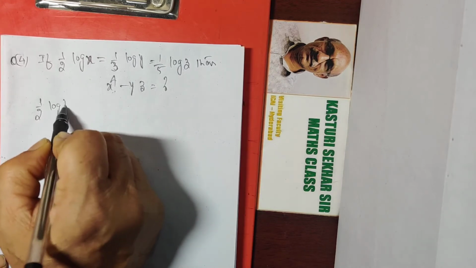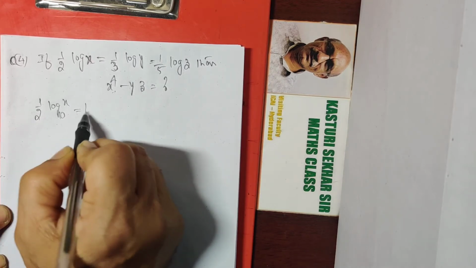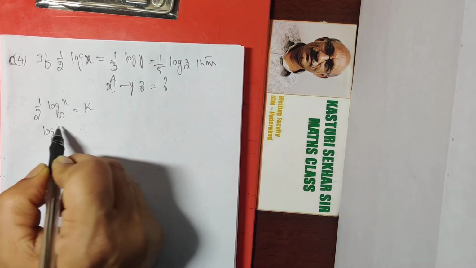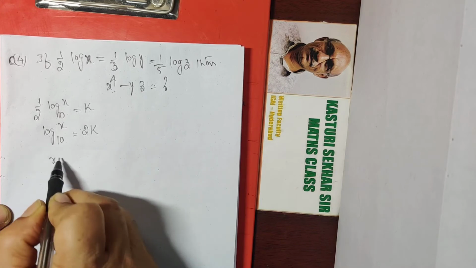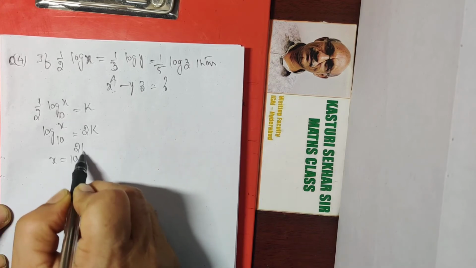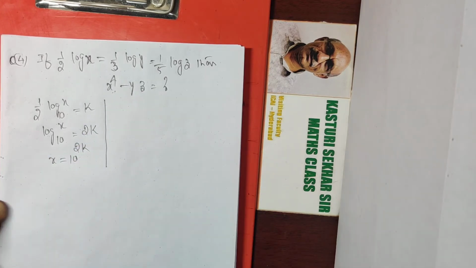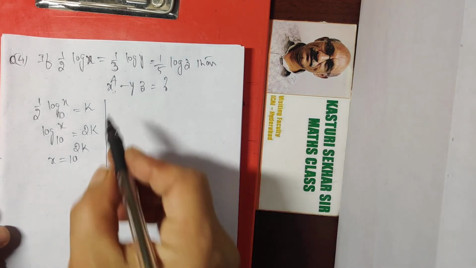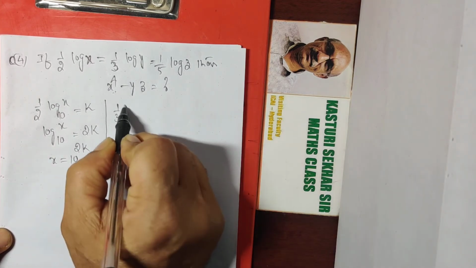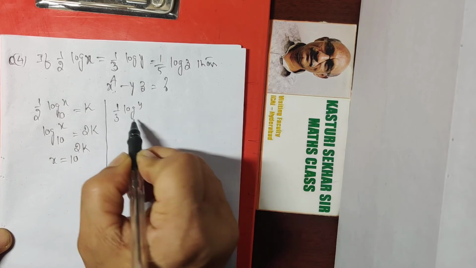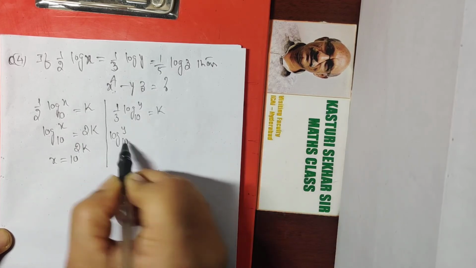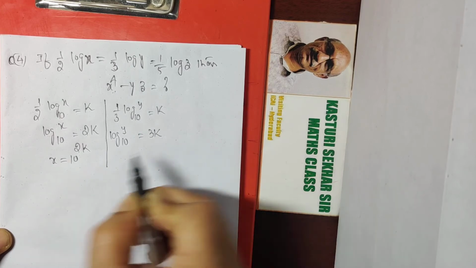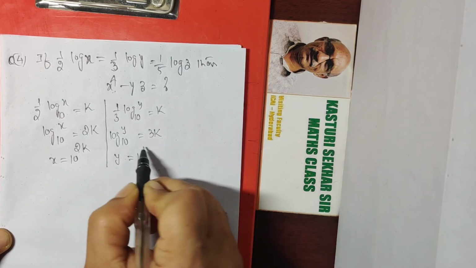1 by 2 into log x to the base 10 is equal to constant k. Log x to the base 10 is equal to 2k. X is equal to 10 power 2k. 1 by 3 into log y to the base 10 is equal to k. Log y to the base 10 is 3k. Y is equal to 10 power 3k.